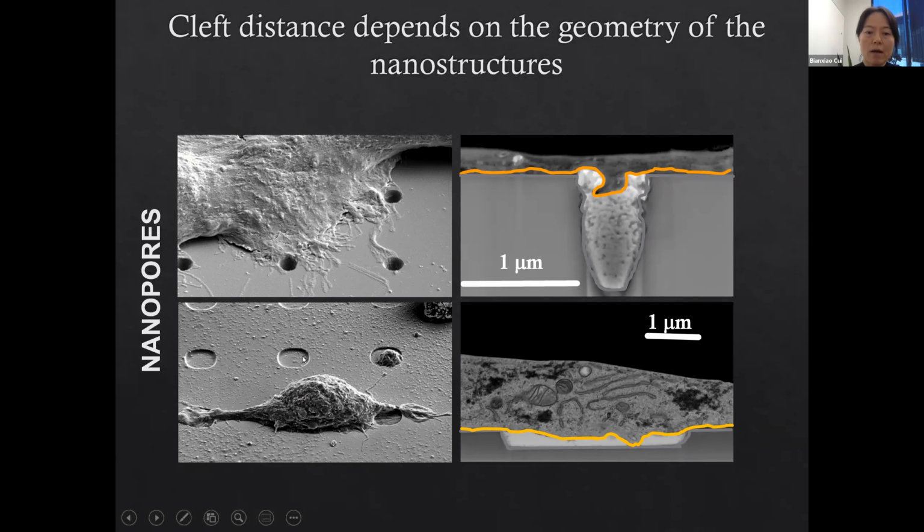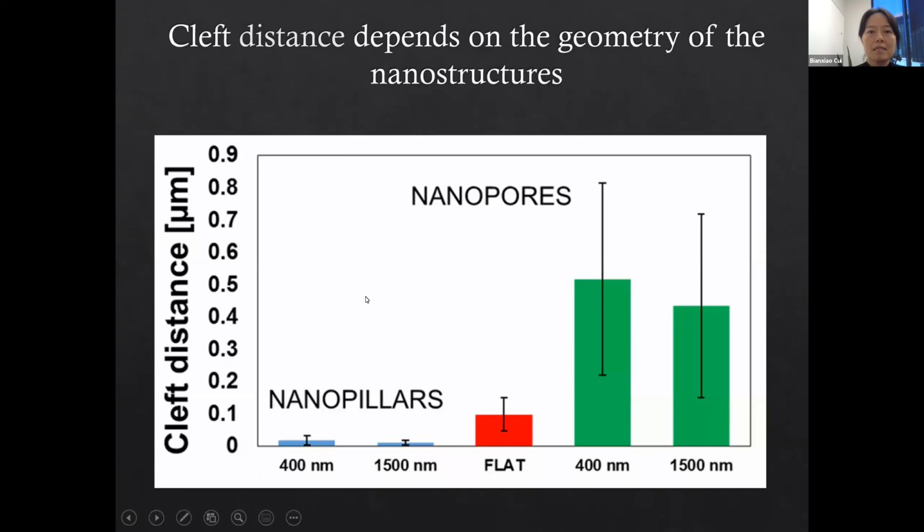Even in a shallow and wide hole like this one, we can see the cell membrane touch the bottom of the hole in some places, but again, it does not conformally deform to fully fill in the hole. We measure the cleft distance between the cell membrane and the substrate. For nanopillars, the distance is usually much smaller, on the order of 15 to 20 nanometers. On a flat substrate it is usually 50 to 100 nanometers. On the holes it is very far, because the membrane is pretty far away from the substrate.